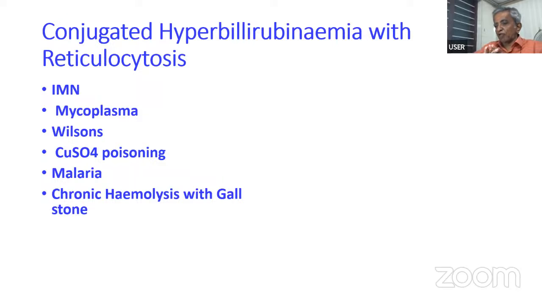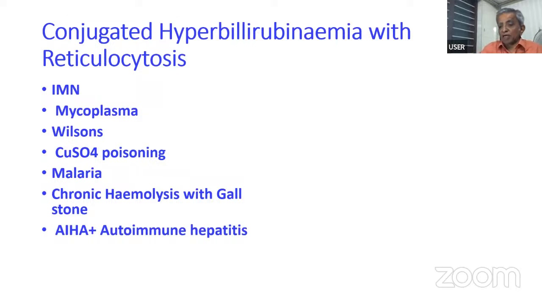The next condition where you get a combination of conjugated hyperbilirubinemia with reticulocytosis will be somebody who has got a chronic hemolysis, thalassemia, sickle cell. They develop gallstones. Gallstone goes and obstructs. What does it produce? It will produce obstructive jaundice, which is conjugated hyperbilirubinemia. And the patient background already has reticulocytosis with hemolytic anemia. So this combination can occur in this situation also.